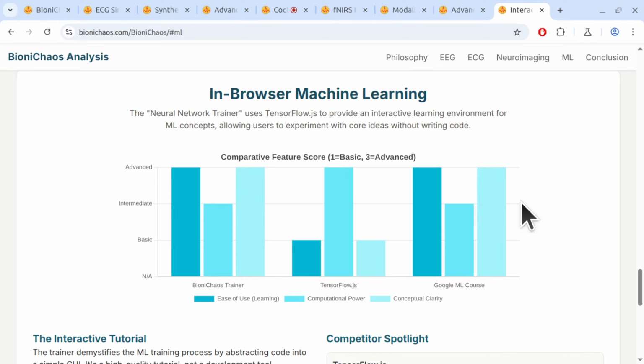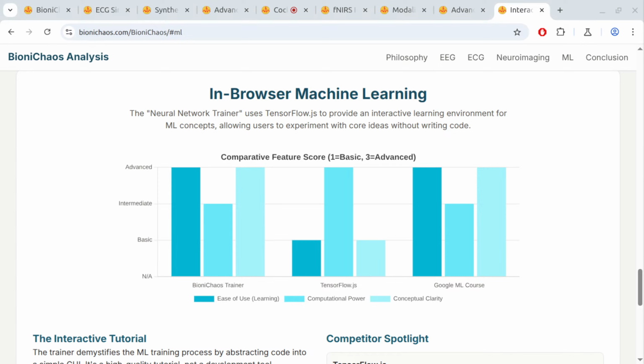How does that stack up? Well, its raw computational power is rated intermediate. So it's not necessarily the fastest or most scalable for huge data sets, but it actually rivals the Google ML course, which also gets top marks for ease and clarity, but similar intermediate power. And it significantly beats something like TensorFlow.js in terms of ease of use and that conceptual clarity aspect. Even though TensorFlow.js is arguably more powerful computationally. Right. TensorFlow.js is incredibly powerful, no doubt, but it kind of assumes you already have a solid programming background and understand the core ML concepts pretty well.